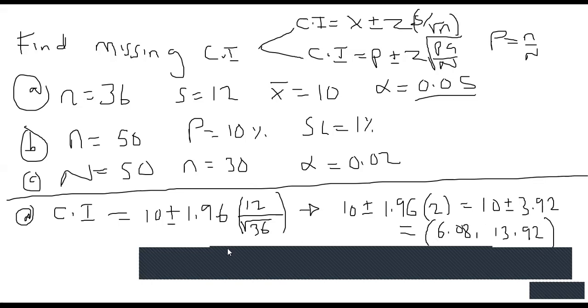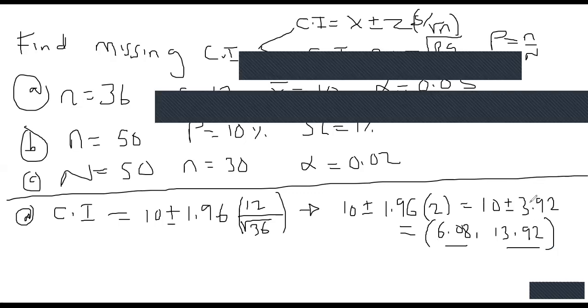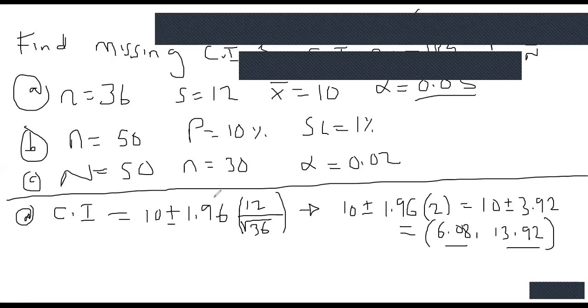So we are 95% confident that the true mean will lie between 6.08 and 13.92. We are 95% confident that the true mean will lie between 6.08 and 13.92.